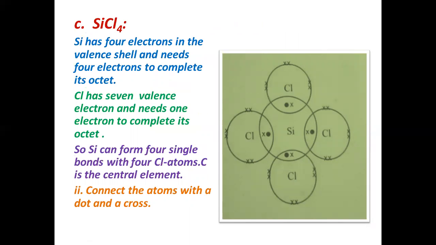And in this case, we can see silicon is making four single covalent bonds with chlorine atoms, because only one electron is shared between silicon and chlorine. So they will make only single covalent bonds. But how many single covalent bonds? 4 single covalent bonds will be formed by silicon in silicon tetrachloride.